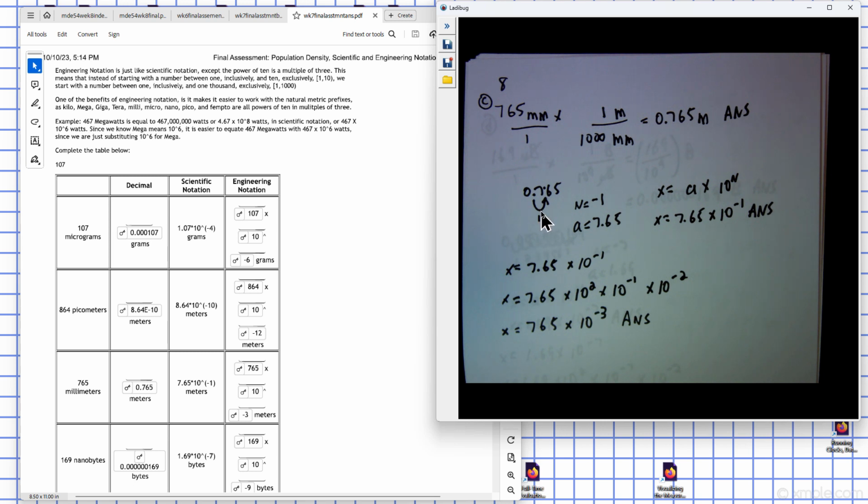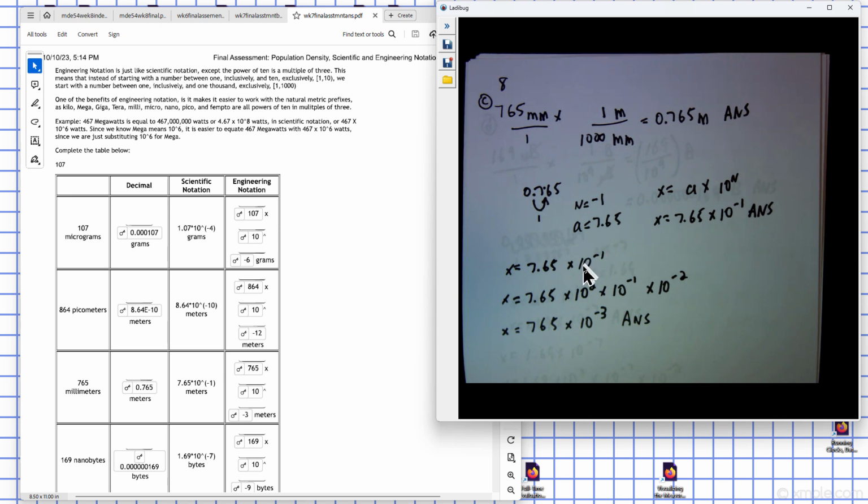Next thing they wanted us to do is put in scientific notation. So I shift my decimal point one place to the right, and I have a -1 there. And my A is 7.65. So there it is, my answer in scientific notation.